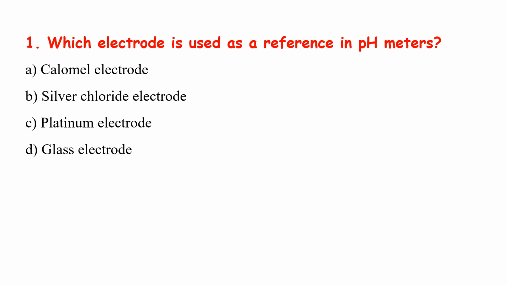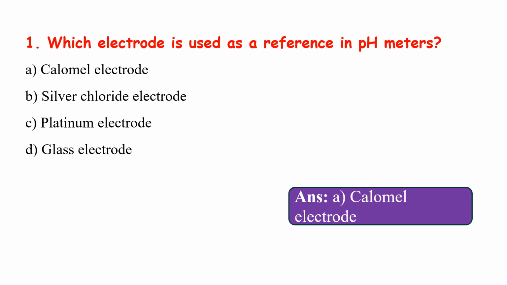Which electrode is used as a reference in pH meter? Calomel electrode, silver chloride electrode, platinum electrode, glass electrode. The correct answer, Calomel electrode.